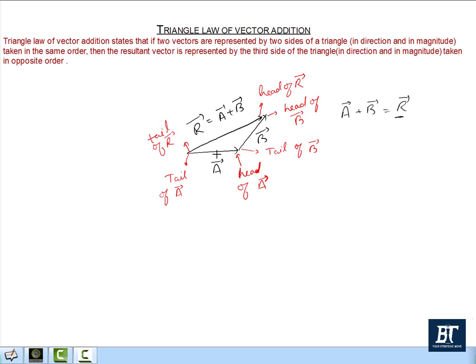So what we are going to do, we will first fix any vector and then we will place the tail of the second vector over the head of the first vector, and then after that we will join the tail of the first vector to the head of the second vector.